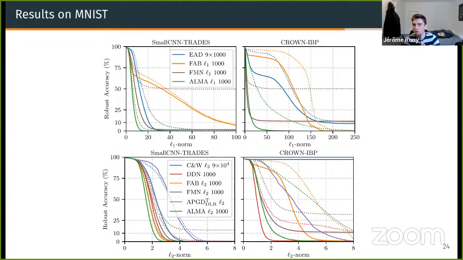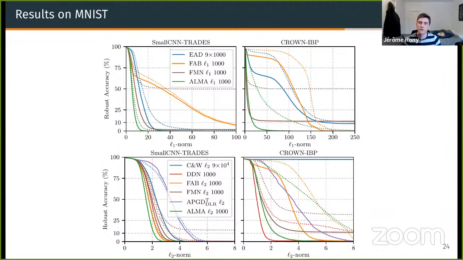On such a curve, a more robust model would have a curve that's higher, meaning you need a higher norm to decrease the robust accuracy. And for the same model, a stronger attack would have a lower curve, because it means it can find smaller perturbations such that it induces misclassification. And here are just the curves for the models where it's very different.